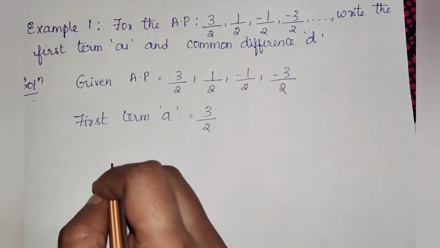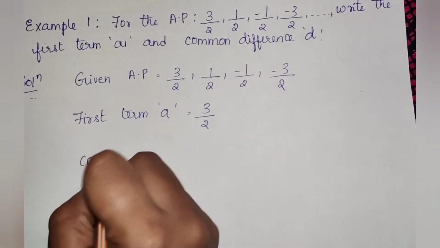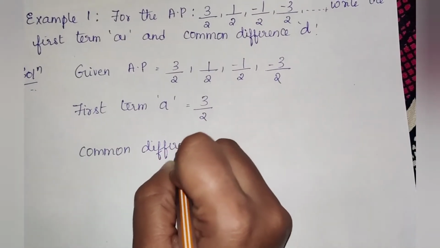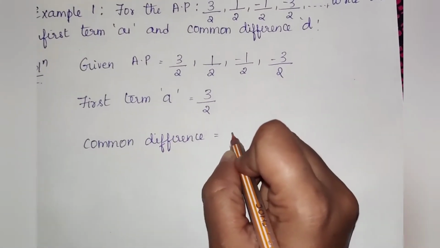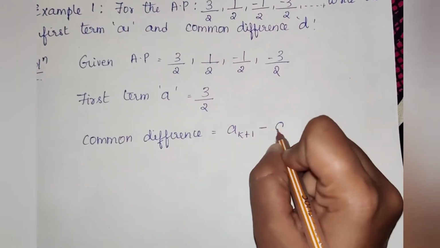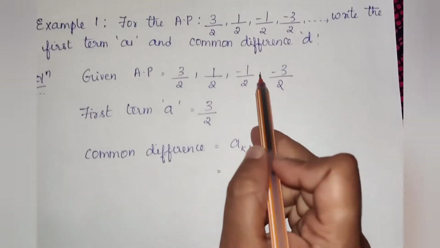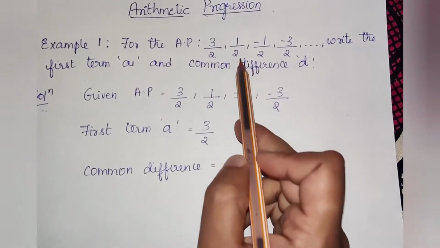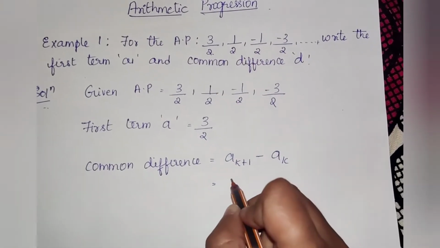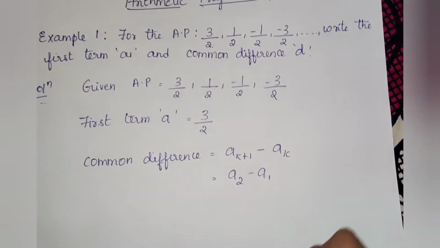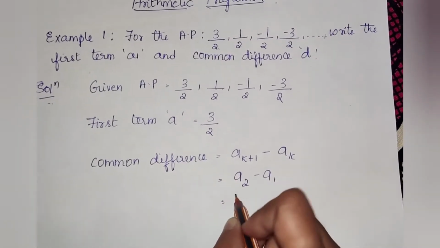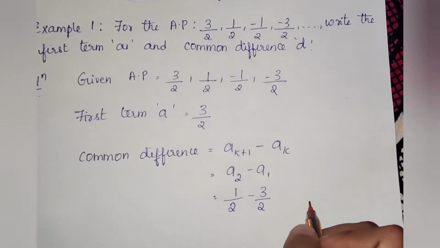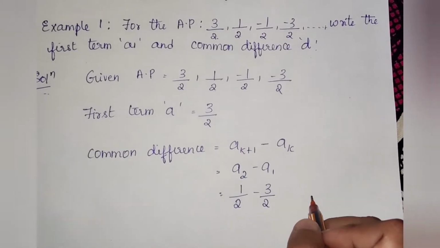And let us see the common difference. Common difference is given by a formula: A(k+1) minus A(k). That is, if the terms are in AP, you can take any two terms to find out the common difference. So I will take A2 minus A1. What is A2? A2 is 1 by 2 minus 3 by 2.